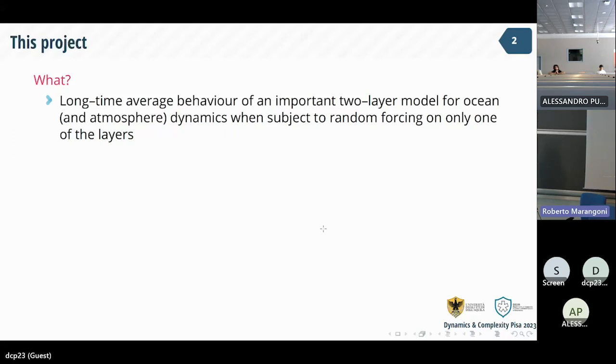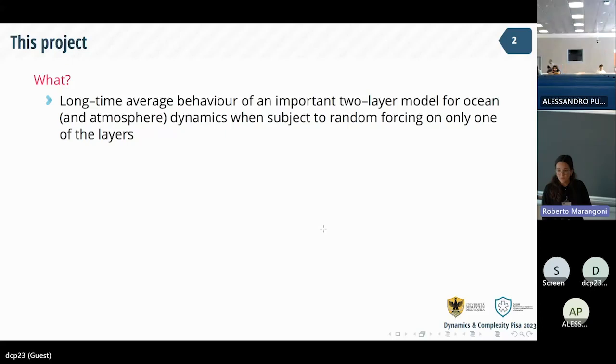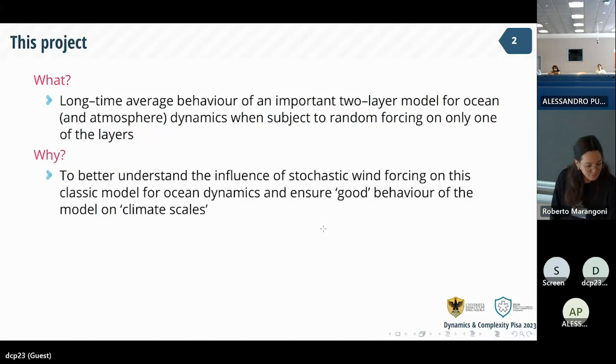What we want to study is, when we study ergodic properties, we want to understand the long time average behavior of a model. Our model of interest is a model for the ocean and the atmosphere dynamics. In our case, we consider it subject to a random perturbation on one of the two layers. So we are considering a layered model. I'm going to be more precise in a second.